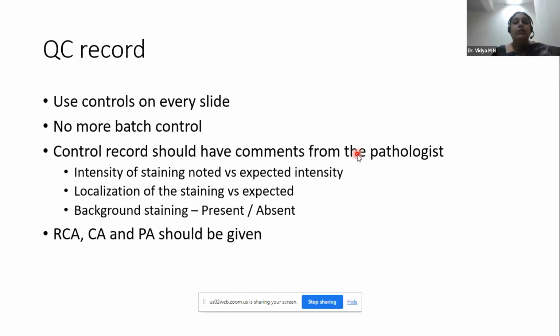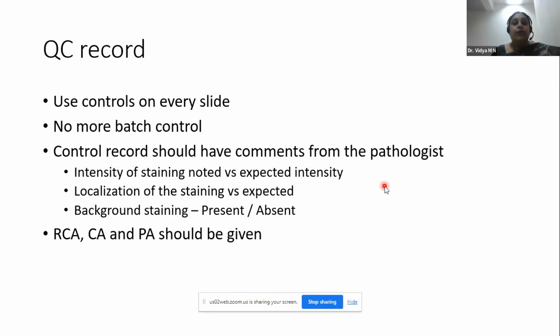Your daily QC records are something that is very important. You need to use positive controls on every slide. There is no more batch control. Earlier, for manual assays also, they were using batch controls, but it is no more the recommendation. Even for your manual assays or your automated assays, please use a positive control on each and every slide. And your control record documentation should have comments on intensity and localization. These two points have to be mentioned.